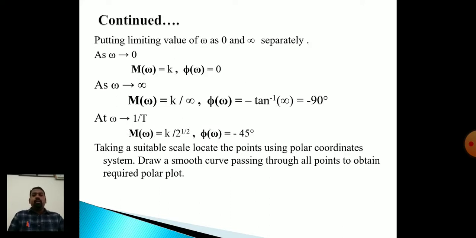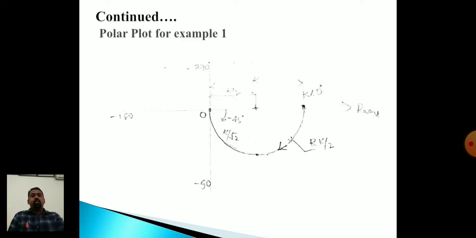So taking a suitable scale, locate the points using the polar coordinates and draw the smooth curve passing through all these 3 points. The first point is where omega is 0, and the last point is where omega is infinity. In between 0 and infinity, omega is 1 by t. There M omega is k by root 2 and phi omega is minus 45. So with this you can draw the graph in polar coordinates on the S plane, as I told already.